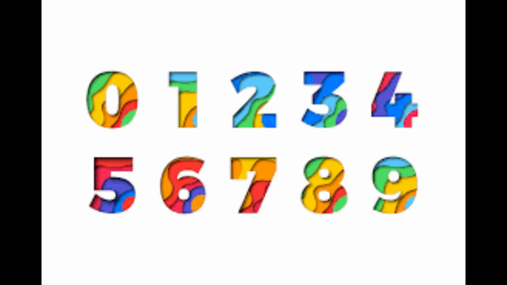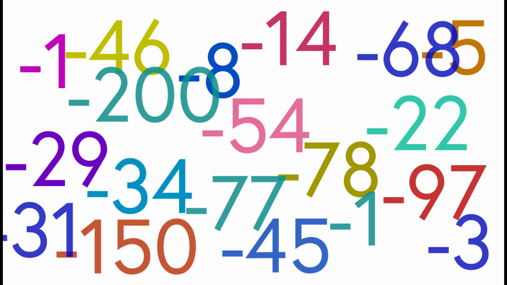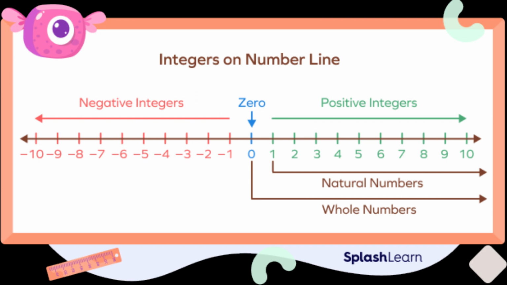Integers. Integers have all the whole numbers, but they also contain negative numbers. So minus 4, minus 3, minus 2, minus 1, 0, 1, 2, 3. All of them are integers. Many people find negative numbers scary and might not understand why we have them in the first place. But think of it this way.